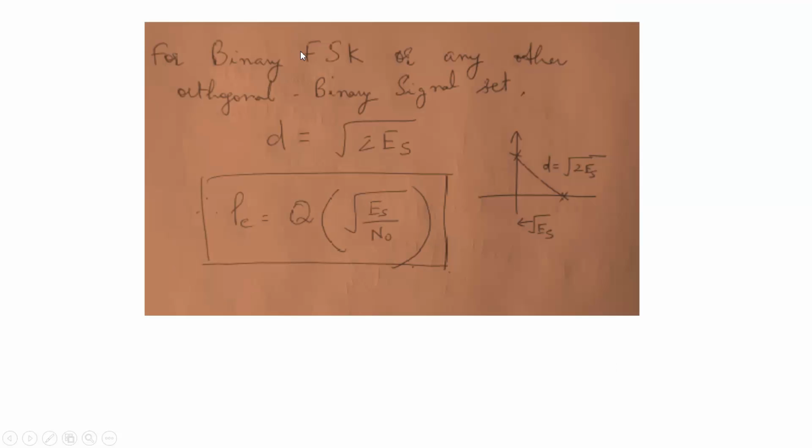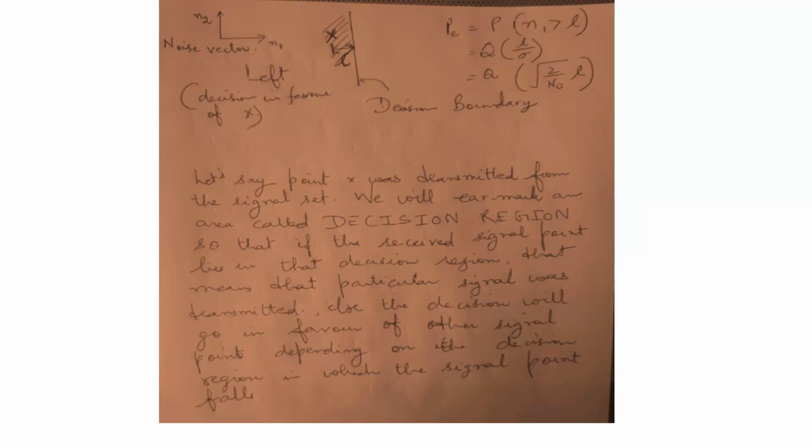Now let us talk about the decision regions. Actually, what is the decision region? Suppose this cross here is the signal point from the constellation diagram that was transmitted, and we define a decision boundary by this vertical line. Now we say that if the received signal is on the left of this decision boundary, then we will say that this point was transmitted. But if the received signal falls on the right side of this decision boundary, then we will not say that this signal point was transmitted, and the decision will go in favor of some other signal point.